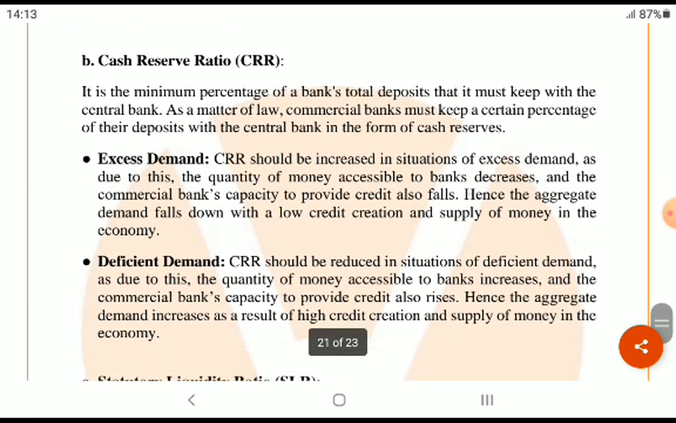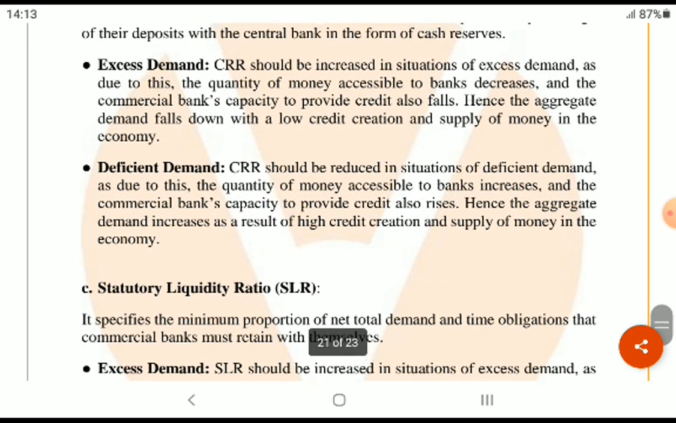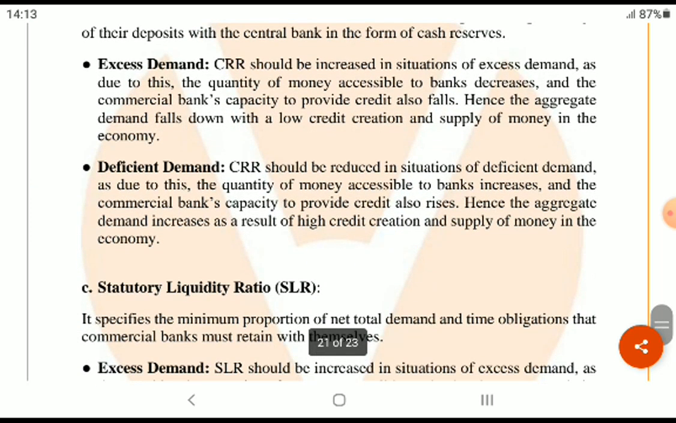Next is cash reserve ratio. It is the minimum percentage of a bank's total deposits that it must keep with the central bank. Excess demand: cash reserve ratio should be increased in a situation of excess demand, as due to this the quantity of money accessible to the bank decreases and the commercial bank's capacity to provide credit also falls.